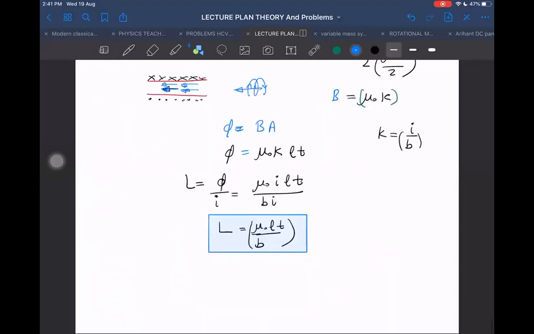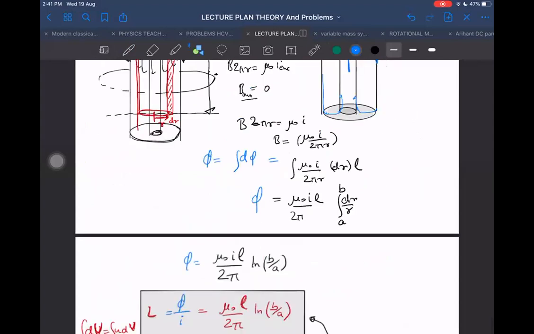Yes, sir. Correct only, same dimension only. Mu naught into length into T upon B. That is the self-inductance. So how many formulae have we got so far for the self-inductance?